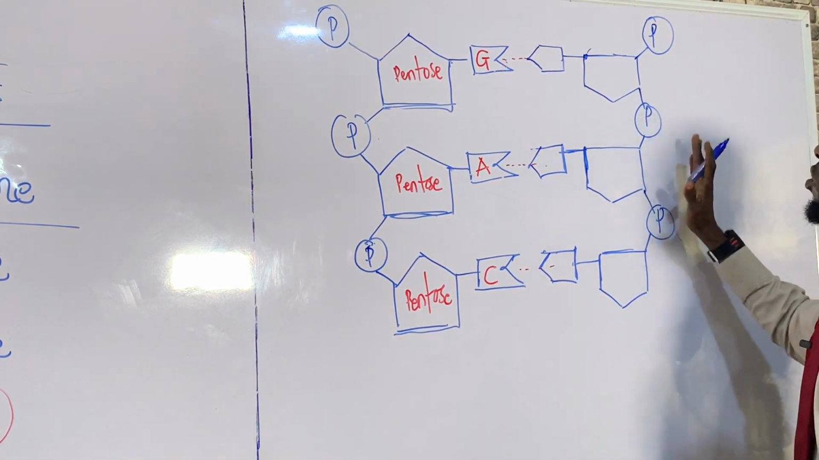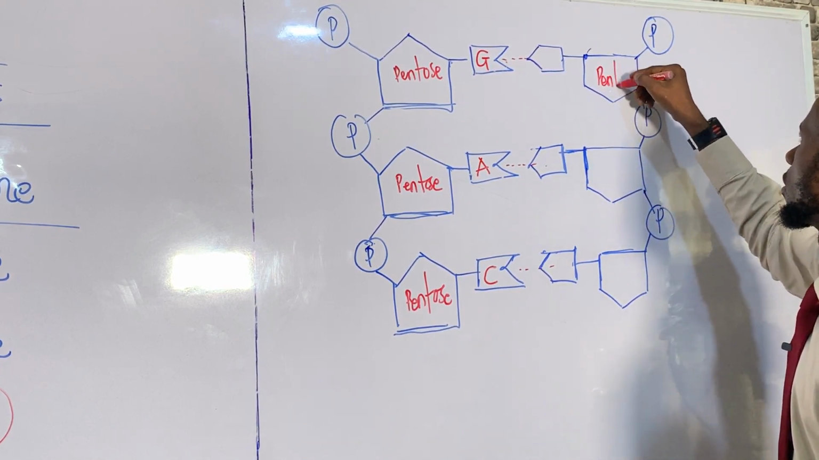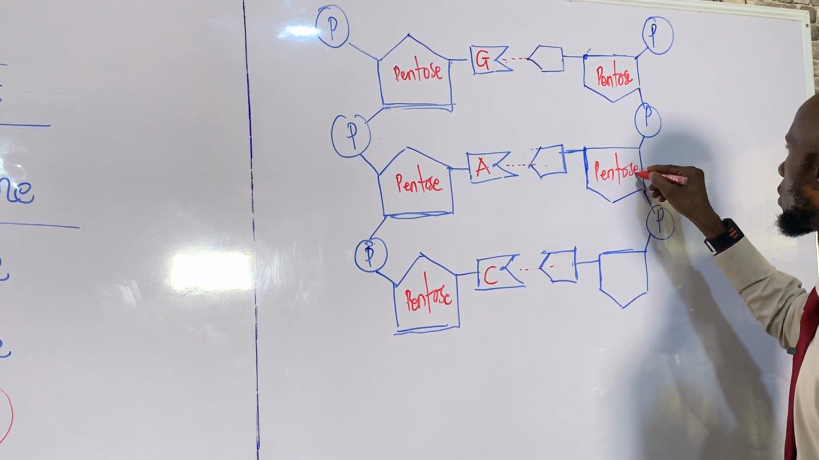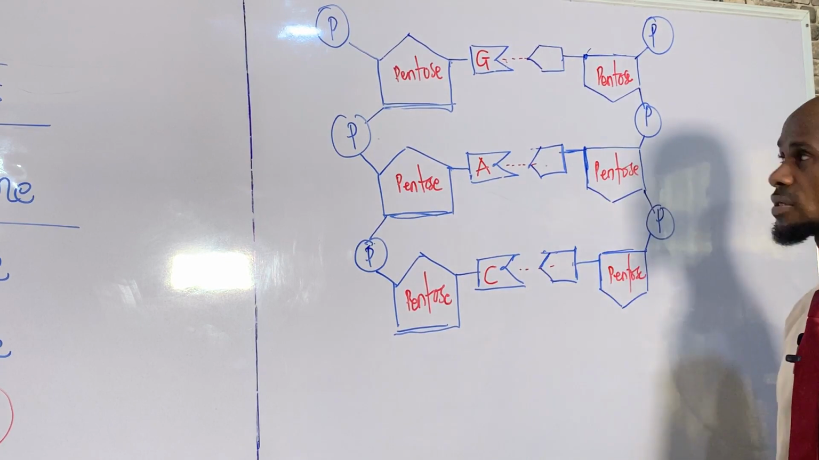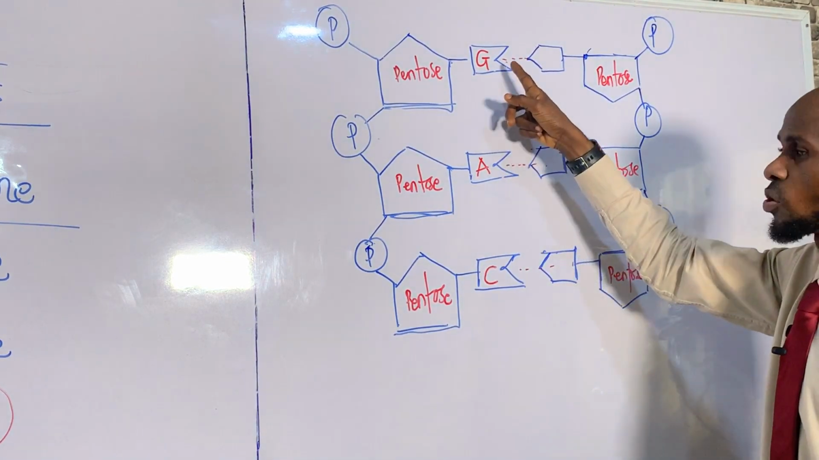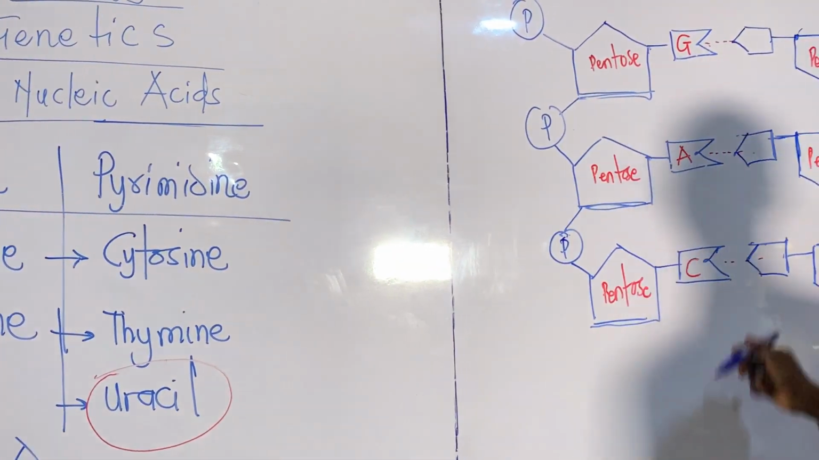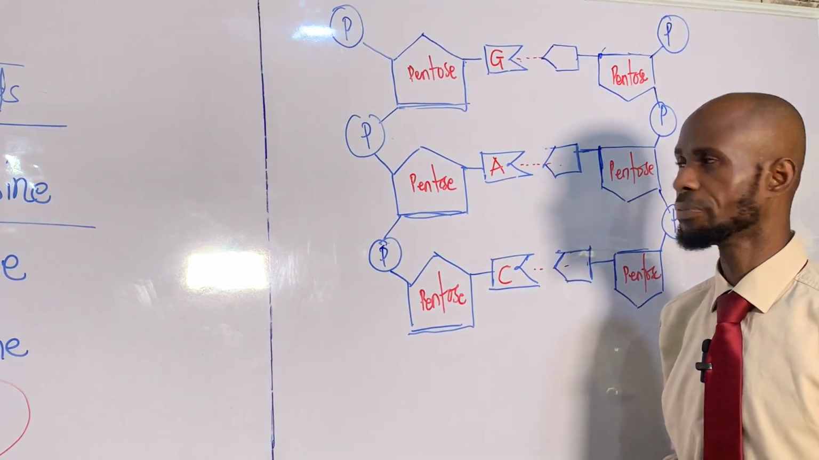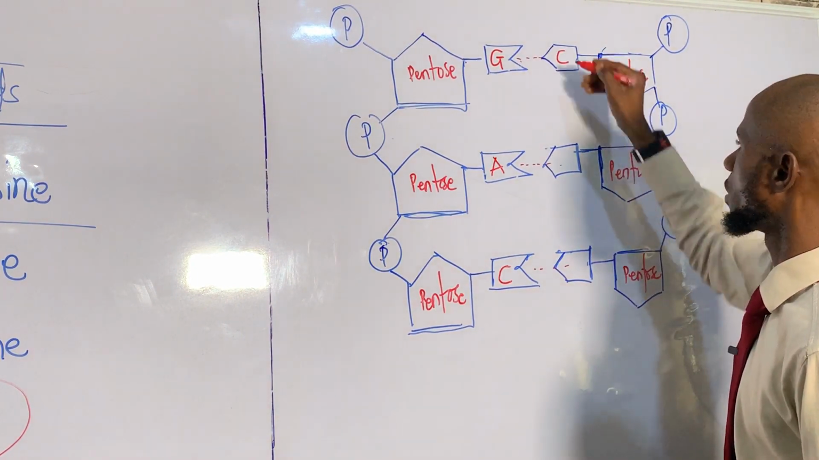So we're having the pentose as usual here. Now let us pair our bases. We have the guanine here. The guanine will always pair with the cytosine, and cytosine is a pyrimidine. Don't forget that. So we have C here.